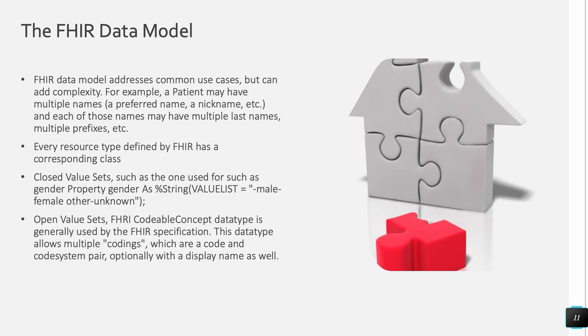The FHIR data model addresses common use cases and unfortunately at times could add a bit of complexity. For example, the patient resource can have multiple names, and each of these is a separate FHIR structure. Every resource, though, can be defined in ObjectScript easily as a corresponding class. Some of those classes have properties that are closed value sets. Others have open value sets. And when they're open, normally the type of data type we have is a codable concept.